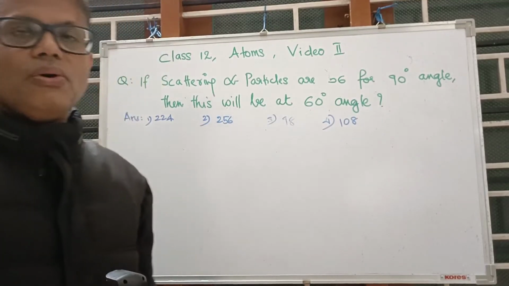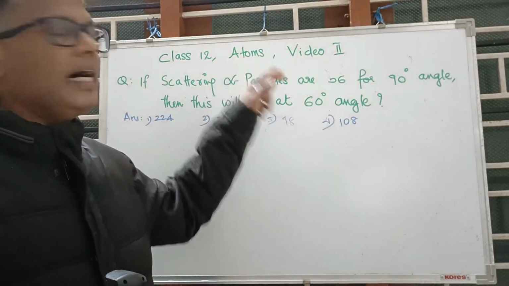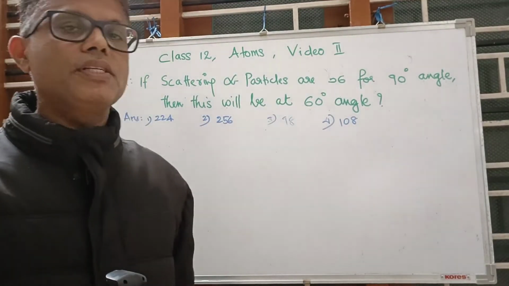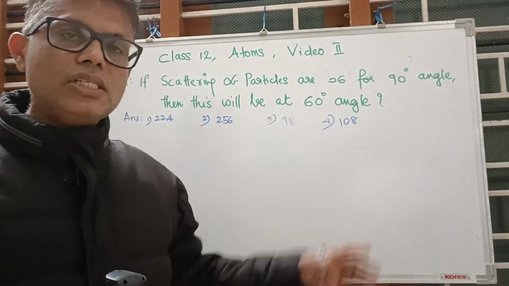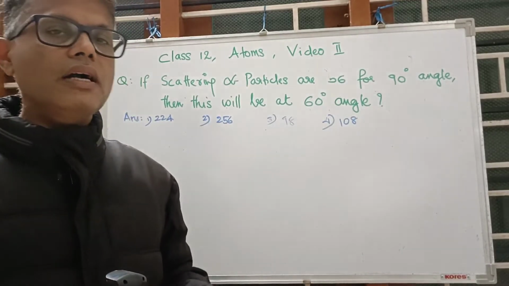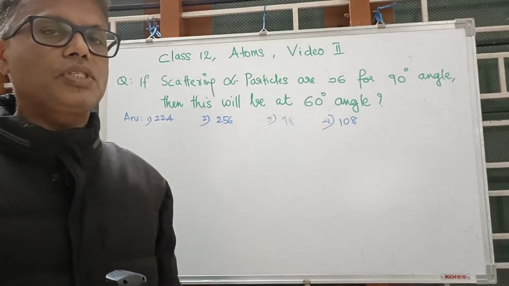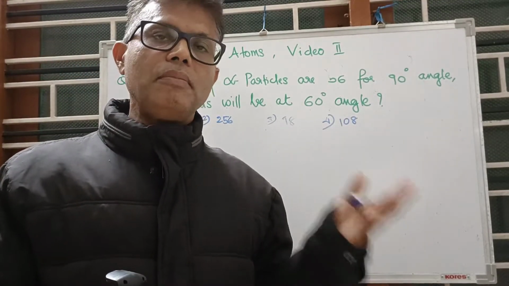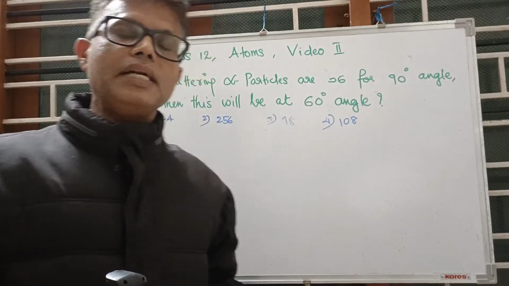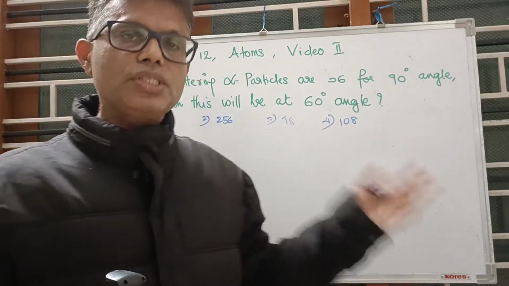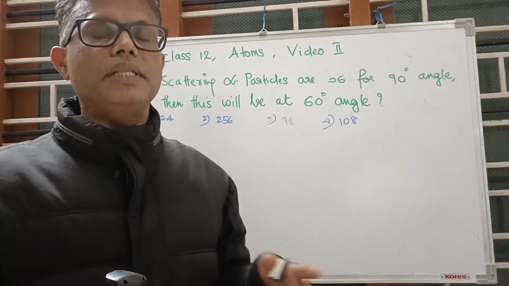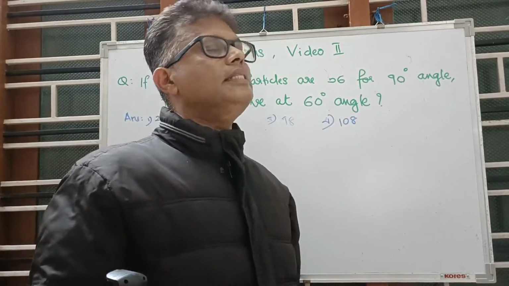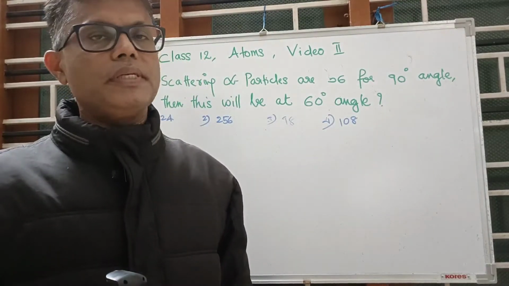Okay. So this is video 2 regarding the atom. It is again the continuation of video 1, so I'll briefly explain what we have learned in video number 1. First we learned about J.J. Thomson's plum pudding model of the atom. Then we studied Rutherford's nuclear model of the atom. Then we studied the Geiger-Marsden scattering experiment.